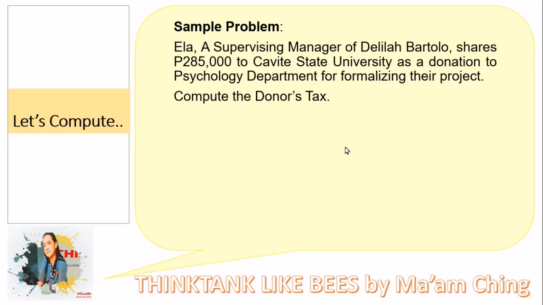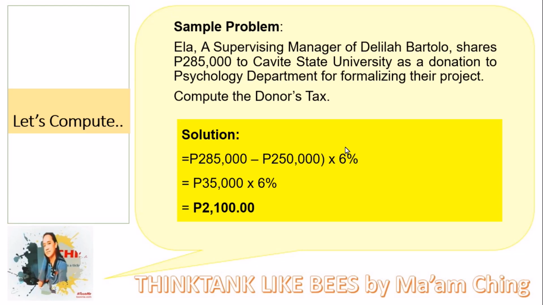So let's compute. Here's the sample problem. Ella, a supervising manager of Delilah Bartolo, shares $285,000 to Cavite State University as a donation to the Psychology Department for formalizing their project. Compute the donor's tax. Because the donation is for formalizing the project, there is a 6% tax after deducting the 250,000, which is exempted. So you have 285,000 minus 250,000, so it's only 35,000 multiplied by 6%. So the donor's tax to be paid to the BIR is 2,100.